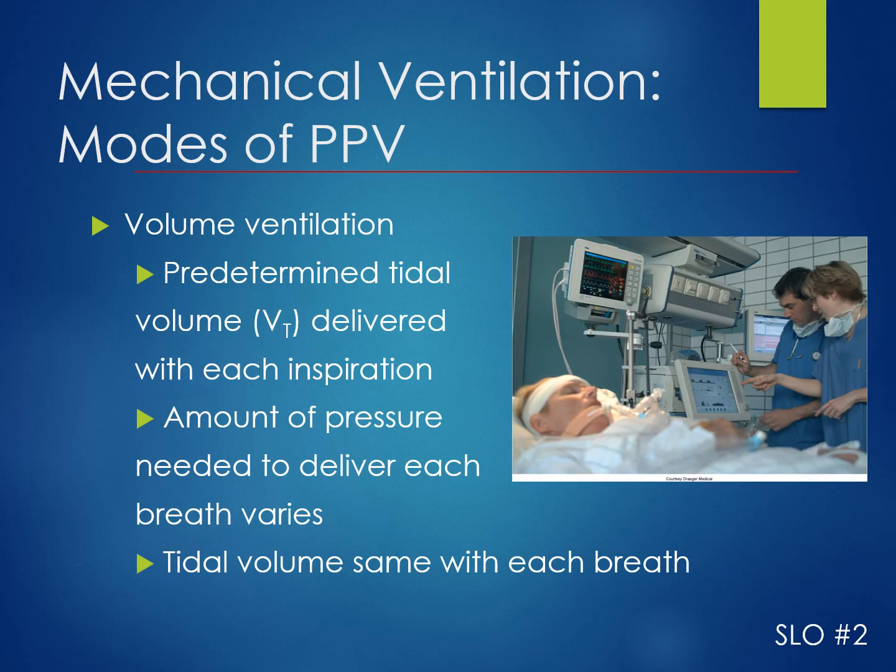Okay, so we talked a little bit about this with ARDS, with some modes of positive pressure ventilation. With positive pressure ventilation, we've got a predetermined tidal volume. This is volume ventilation, described as VT, and it's a set amount of air delivered with each inspiration. The amount of pressure needed to deliver each breath varies, depending on resistance factors of the lungs. But regardless of the pressure, the ventilator is still going to give the full volume it's been set to give. So tidal volume with each breath does not vary.